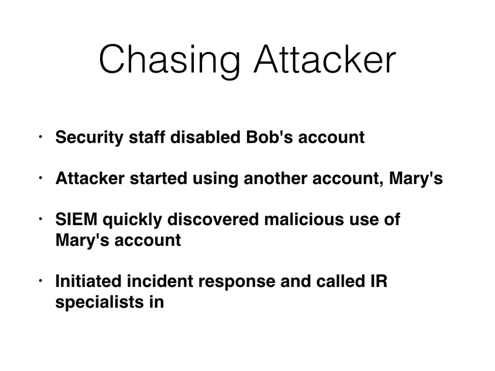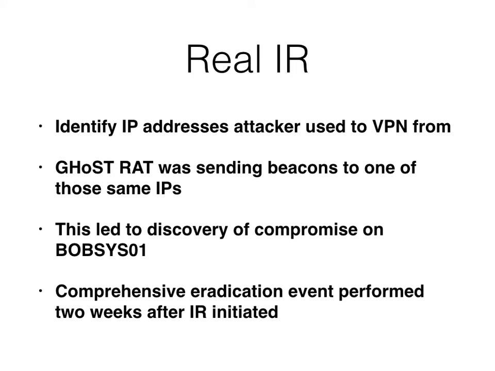Anyway, yeah. So now you call real IR, and what Mandia did when they got there was they found the IP addresses. They list all the IP addresses he's been using to do this VPN. So now they have a list of data to try to find suspicious data. They looked at all the traffic going to those IP addresses that you know are controlled by the attacker, and they found that the Ghost Rat is sending beacons.